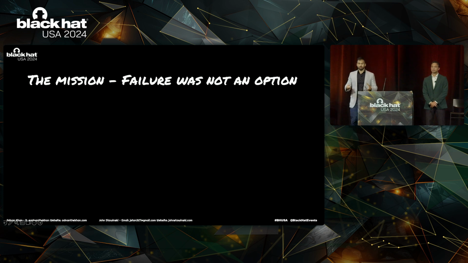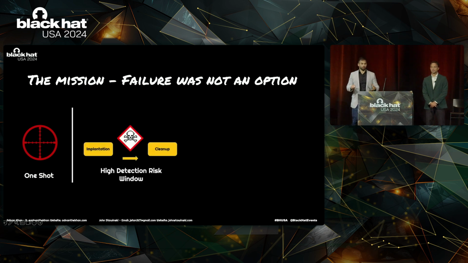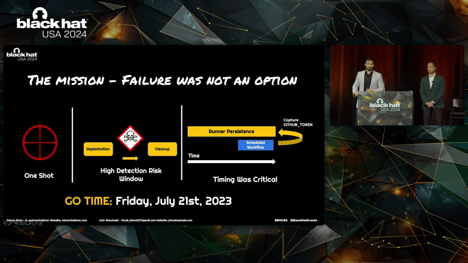The mission here started to come together. So I'd have one shot to pull it off, because if I wasn't able to get access, I probably wouldn't be able to prove impact properly. With this, there was a window of time between implanting the runner and being able to access the GitHub token from that subsequent workflow in order to clean up the evidence of the implantation. So there was an element of timing that was quite critical here. The initial implantation had to be right before that scheduled run, so as soon as I got access, I could get that token and then clean up after myself. So go time was set.